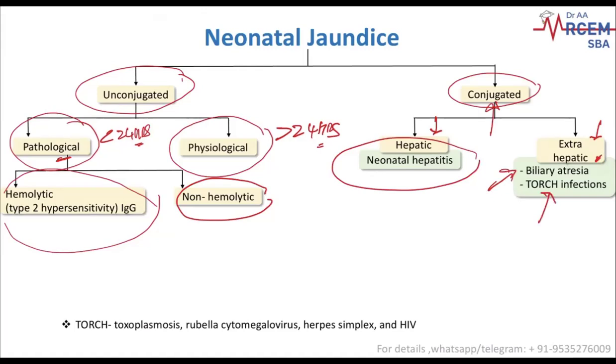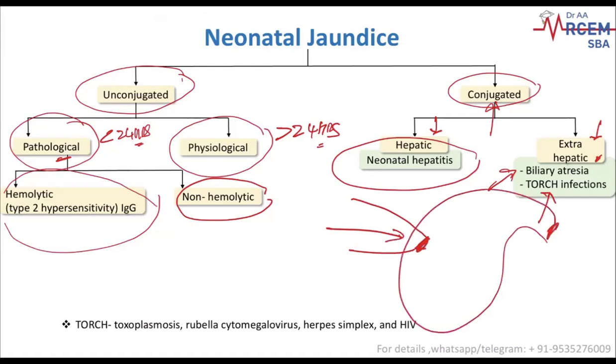Biliary atresia is basically there is no opening for the bile secretions to come out. So this is the gallbladder. There is no opening. The cystic duct is completely closed. That's why it is known as biliary atresia. TORCH infections are toxoplasmosis, rubella, cytomegalovirus, herpes simplex virus, HIV. These are all known as TORCH infections. TO, R, C, H, TORCH infections, they are known as.